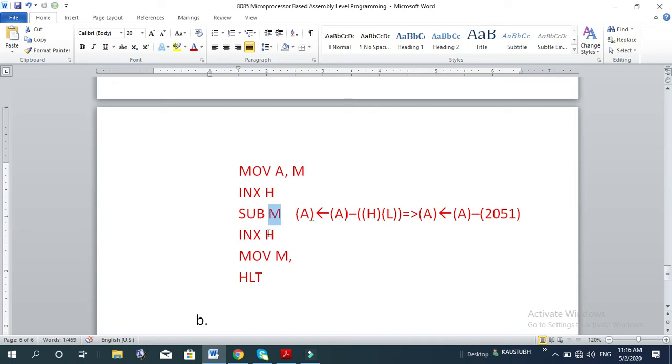Again I increment the HL register pair. Once you further increment it, the HL register pair becomes 2052, which means your M now becomes the memory location 2052, where I am storing the result. So MOV M, A, and then finally HLT.